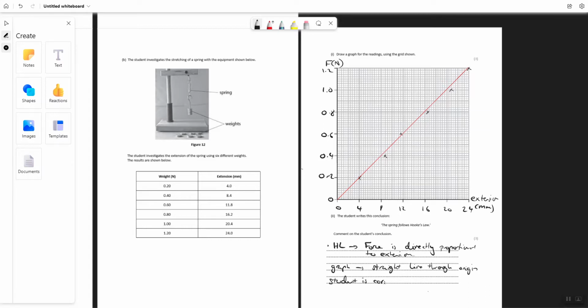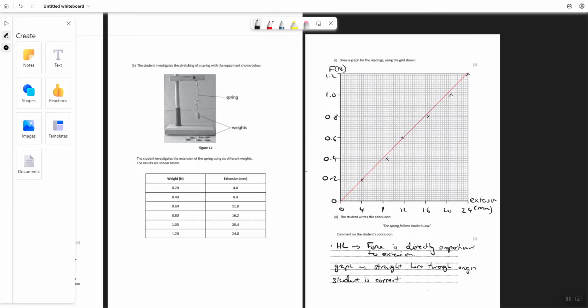Okay, so you can't just get a mark for saying the student's correct or the student's incorrect, because that's just a 50-50 guess. What you're saying is, what is Hooke's law? What is the graph doing? Therefore the student's correct. And that's how you get the marks for that. Okay, so let's go to the next bit.